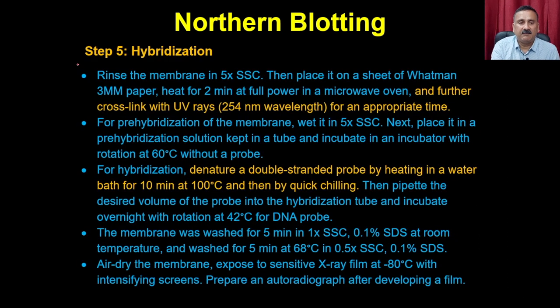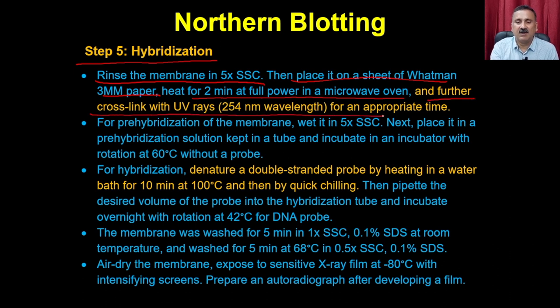Then in step 5 you are going to have the hybridization. Rinse the membrane in 5x SSC, then place it on a sheet of Whatman filter paper, heat it for 2 minutes at full power in a microwave oven, and further crosslink with UV rays for an appropriate time. You can use UV rays of 250 nanometer wavelength. Why is it important to do the crosslinking? Because you do not want any disturbance of the bound nucleic acids.